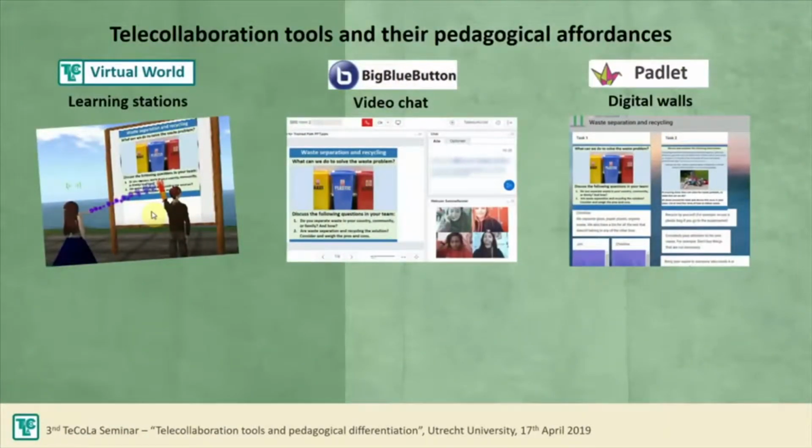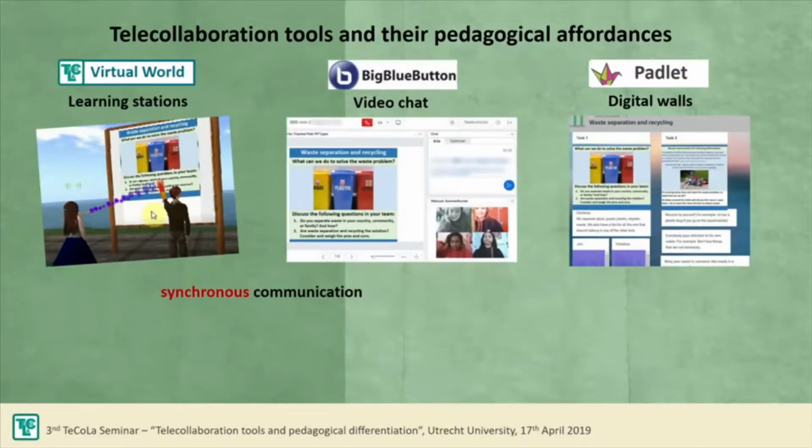Okay, so let us first have a look at the three environments. You have already heard a few things about the different environments. So in the virtual world and in Big Blue Button, students communicate in a synchronous mode. So they have to be there at the same time. But the difference between the tools, there are quite a few differences.